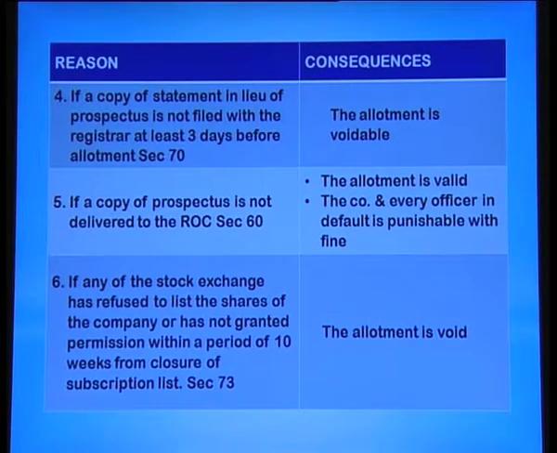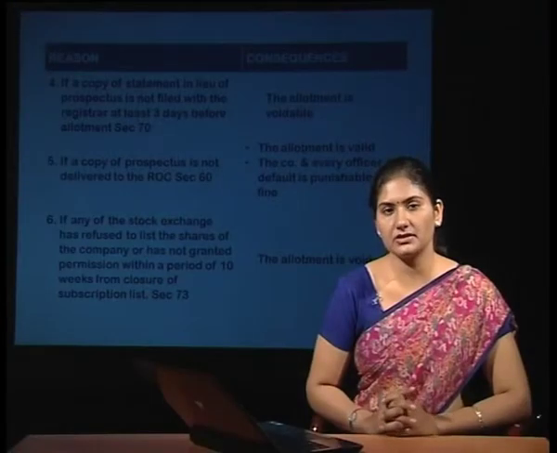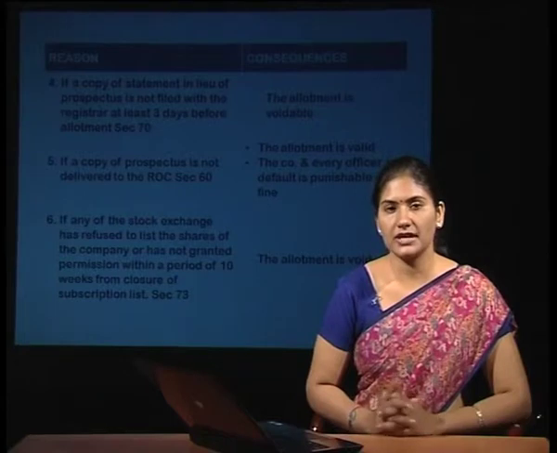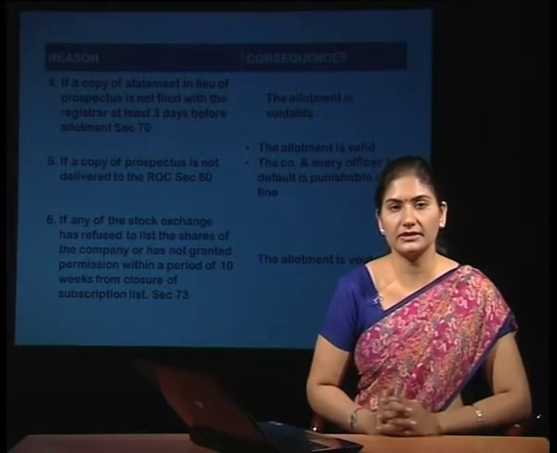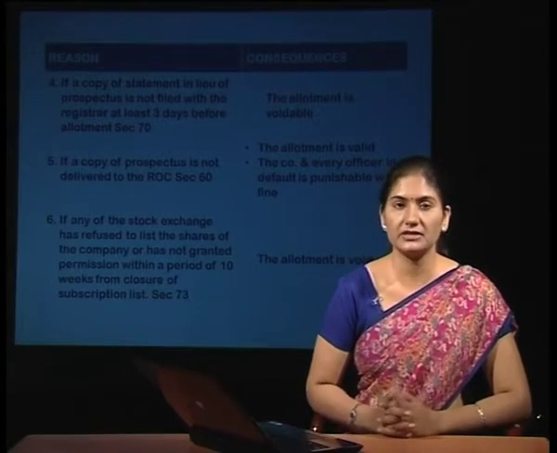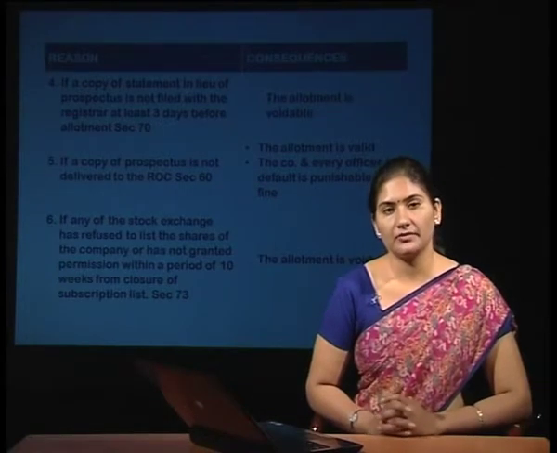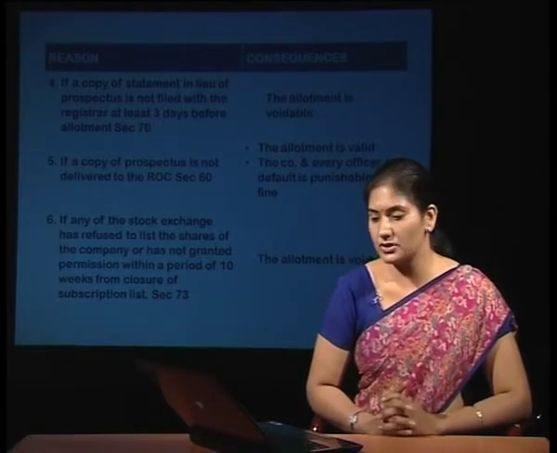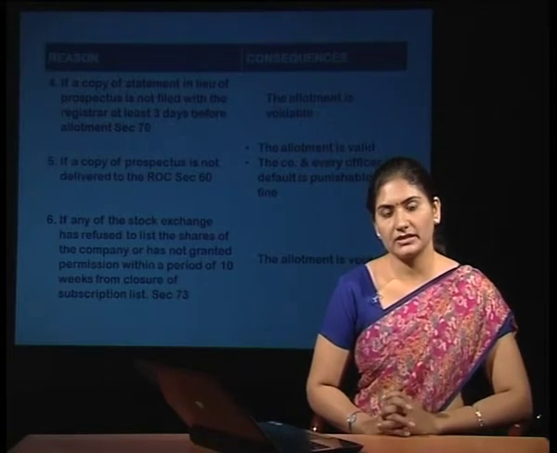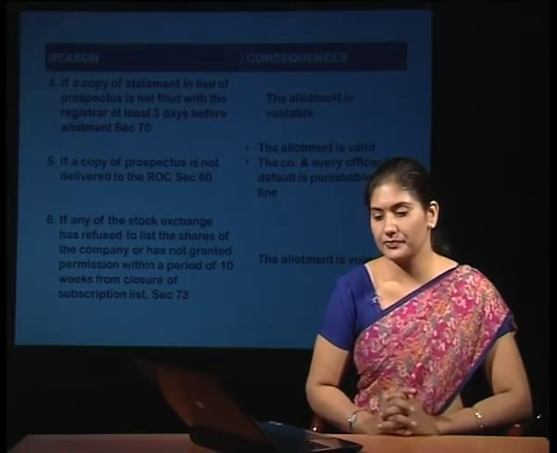If a copy of prospectus is not delivered to the ROC under section 60, then the allotment is valid and the company and every officer in default is punishable with fine. That means in case the prospectus is not delivered to the ROC, the contract between the company and shareholder regarding the allotment of shares remains valid. Only the company will be liable for the payment of penalty, that is, it shall be punishable with a fine.